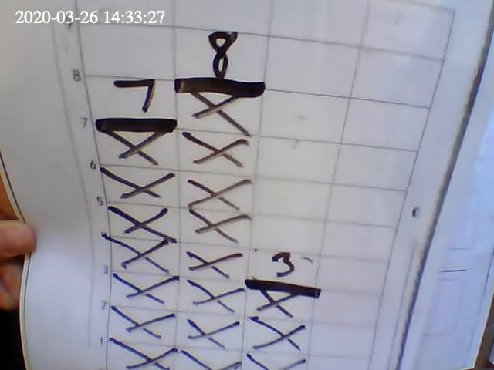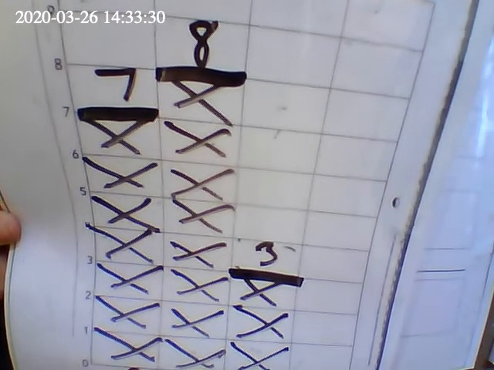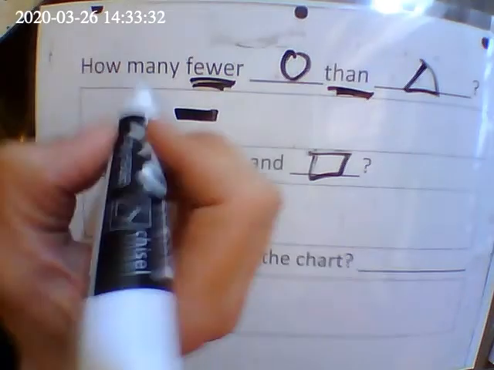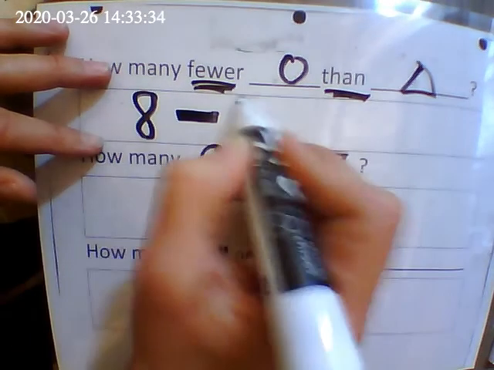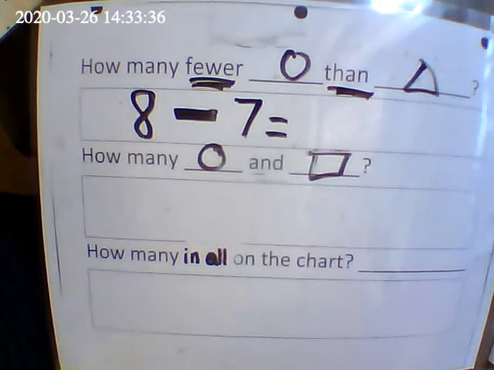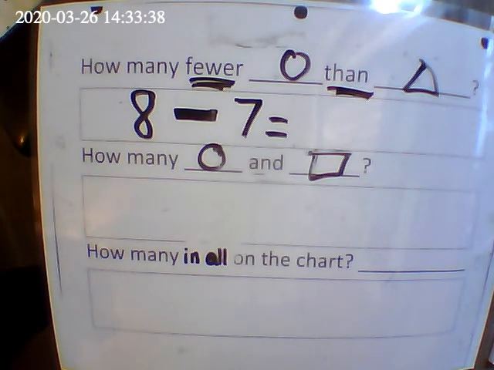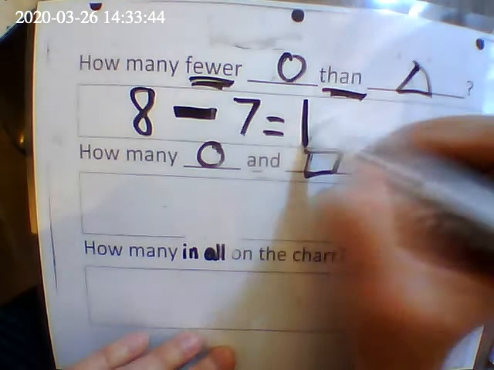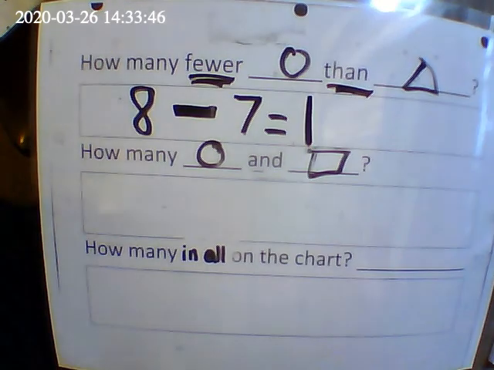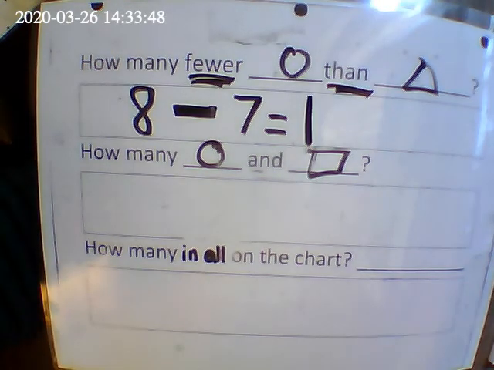So there are more triangles. So we're going to subtract 8 minus 7. 8 minus 7. Solve. And the answer is 1 fewer. Now for the next problem, it says how many circles and squares?